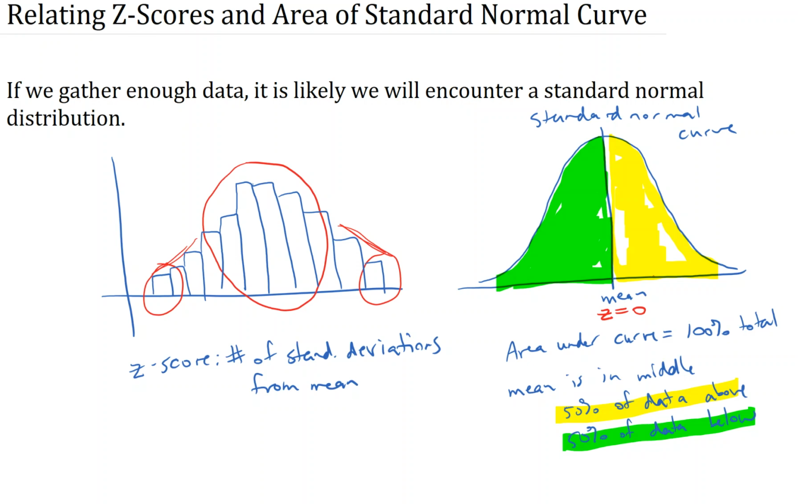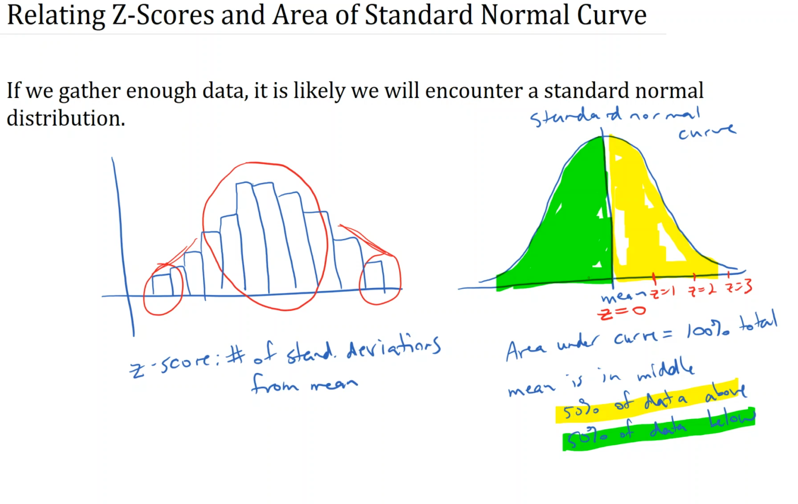Now if you move to the right, you get other z-scores, like right here you have a z-score of 1. That data value would be 1 standard deviation above the mean. A z-score of 2 and a z-score of 3. By the time you get to a z-score of 3, you have very little of the population that lives that far out from the mean.